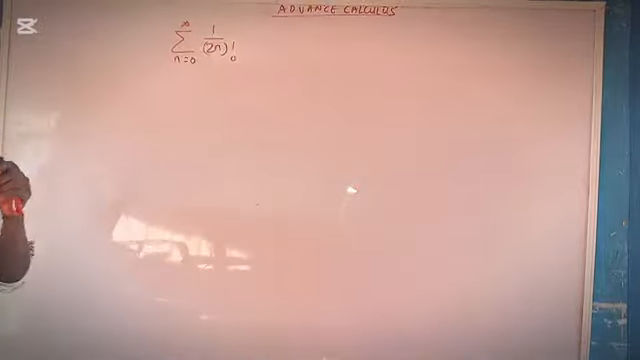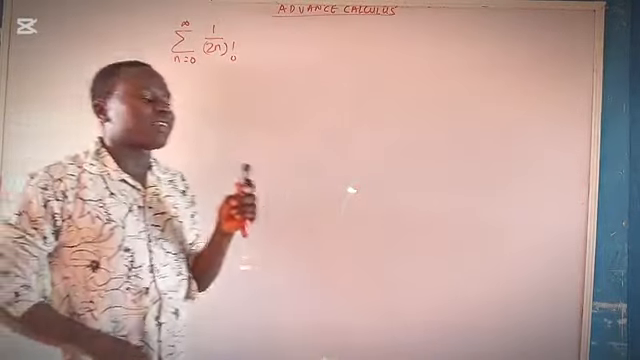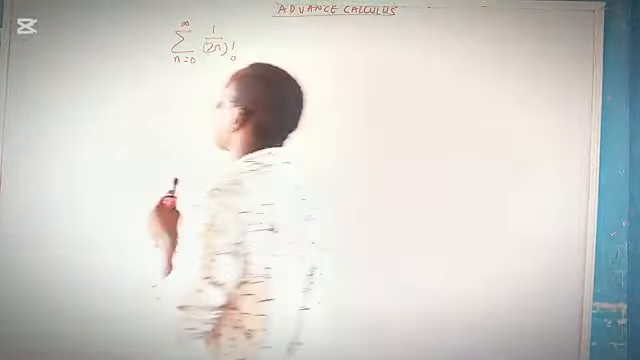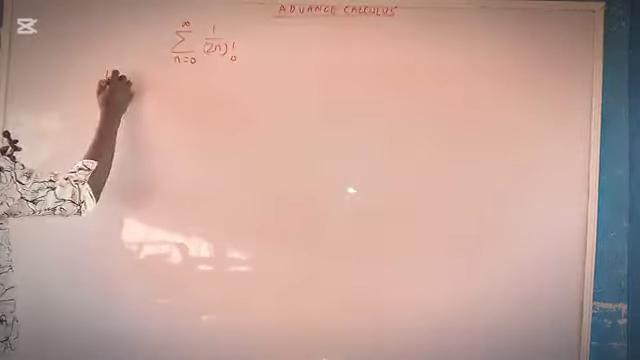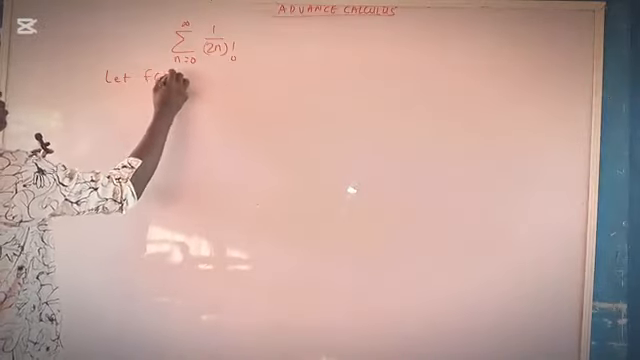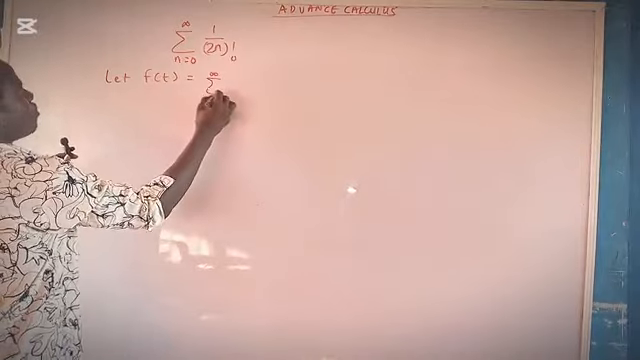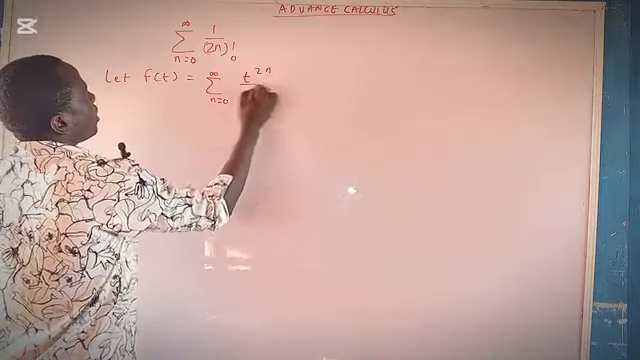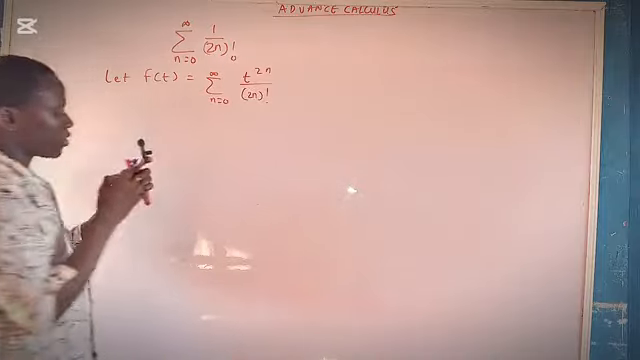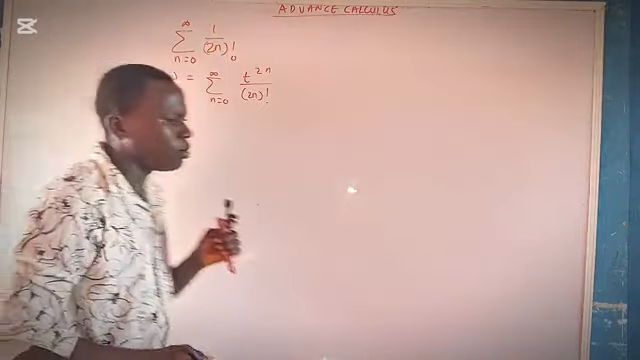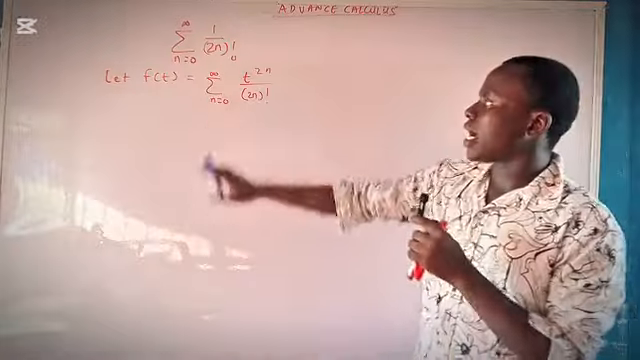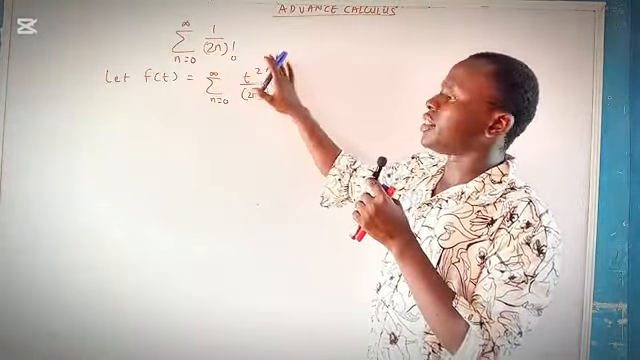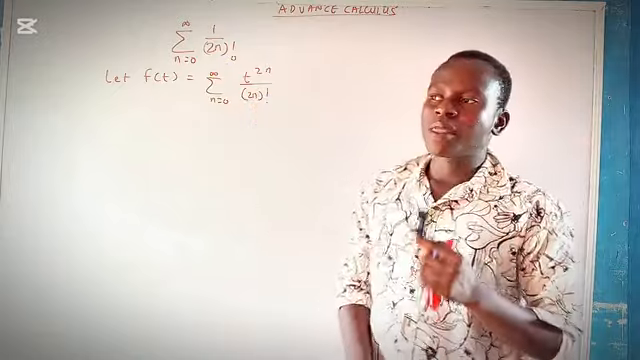Don't worry. For us to be able to solve this problem, this is what we're going to do. Let f of t be equal to the sum of n from 0 to infinity of t raised to the power of 2n over 2n factorial. Again, let f of t be equal to the sum of n from 0 to infinity of t raised to the power of 2n over 2n factorial.